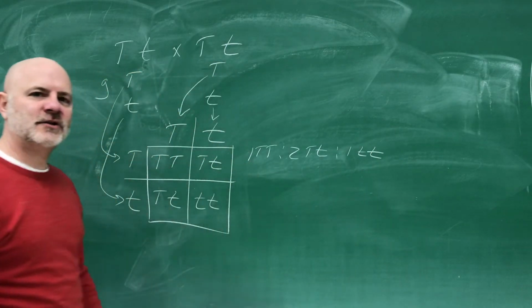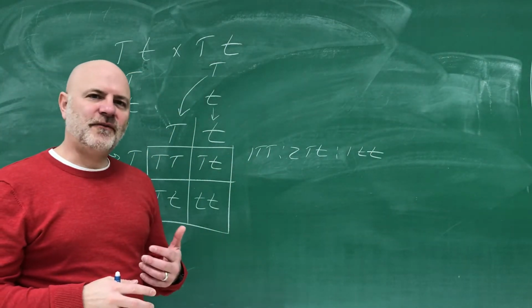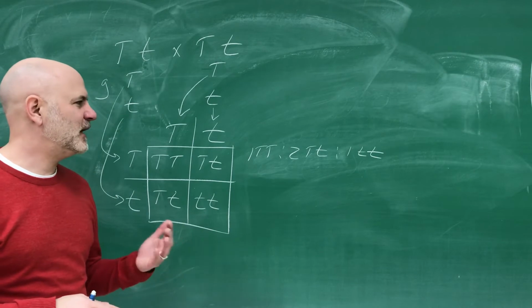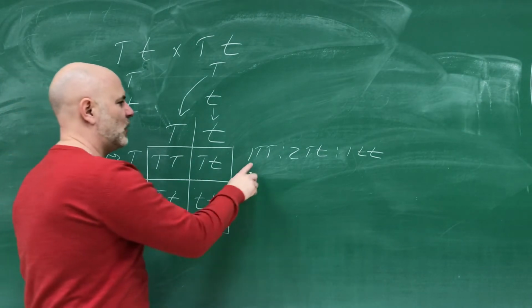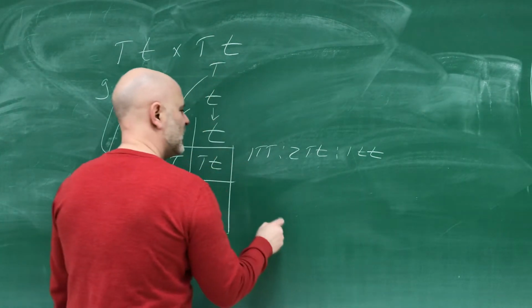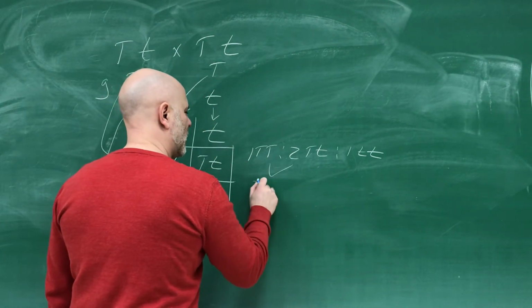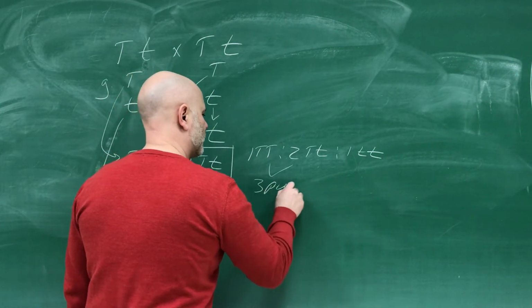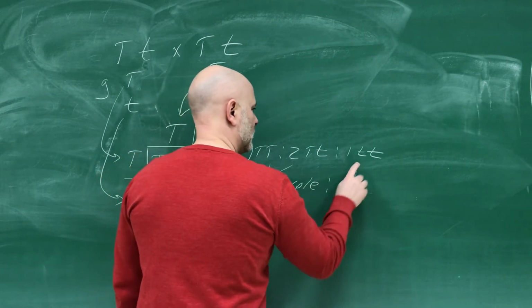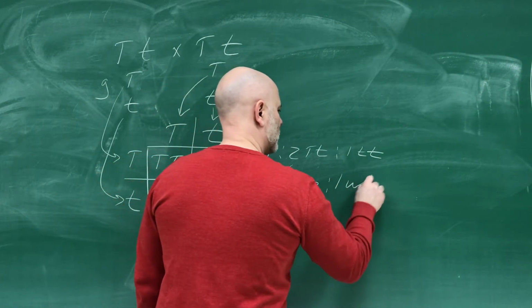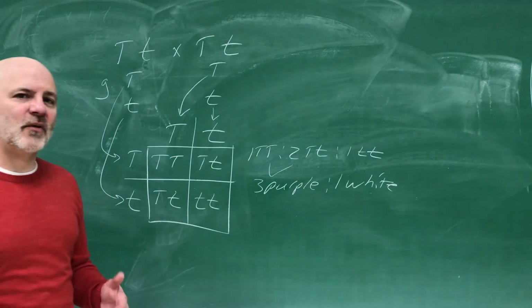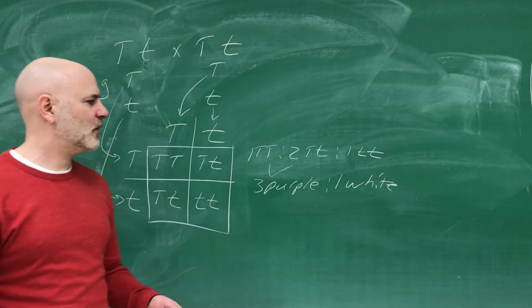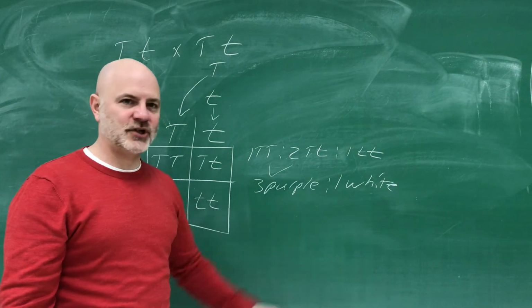All right? And so Mendel's genotypic ratio in his F2 monohybrid cross was a 1 to 2 to 1. Now these guys here, those are all purple. So we had 3 purple to this one right here, which was white. So his phenotypic ratio in his F2 monohybrid cross was a 3 to 1 ratio.